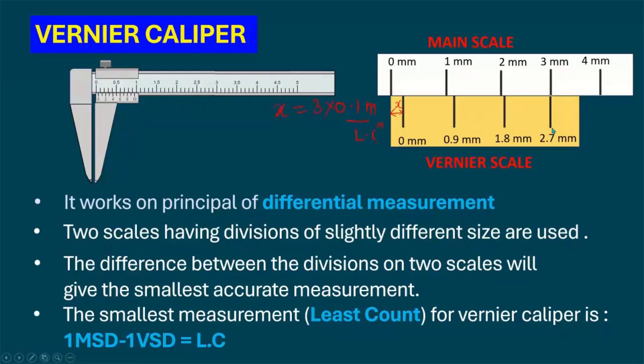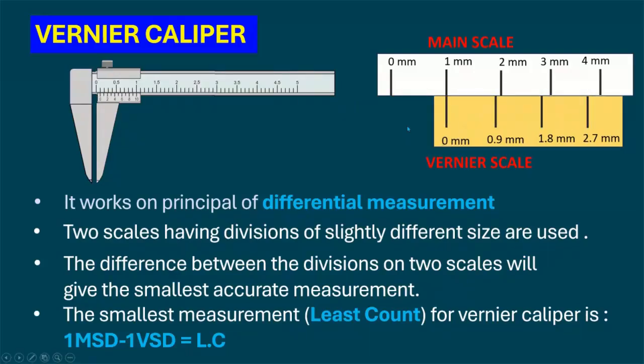If the third division is coinciding, it is 3 times the least count. Similarly, friends, if the fourth division coincides, the gap can be written as simply 4 times 0.1 mm. So this gap, that is between 0 of the main scale and 0 of the vernier scale, you can easily get it, right? Now I'll do another exercise also to make the understanding more clear.